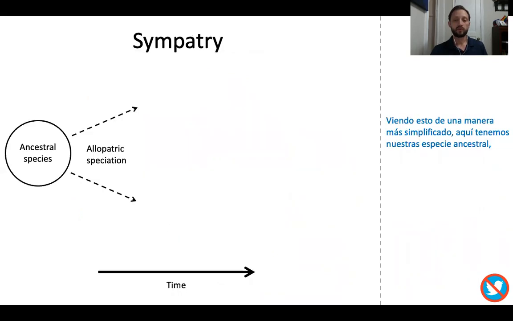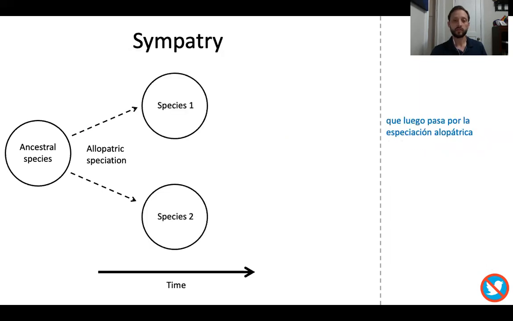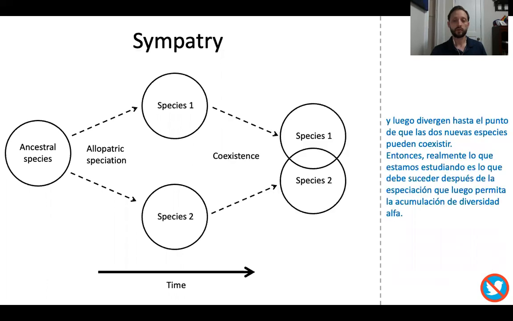Looking at this in a little bit more of a simplified framework, we have here our ancestral species, which then undergoes speciation. And then following that diverges to the point that the two new species can coexist. So really what we are looking at is what needs to happen after speciation that then allows for the buildup of alpha diversity.